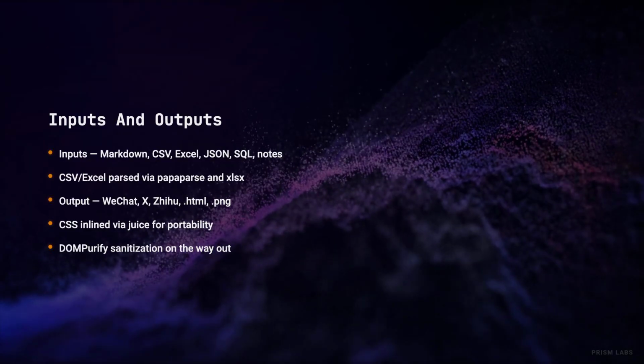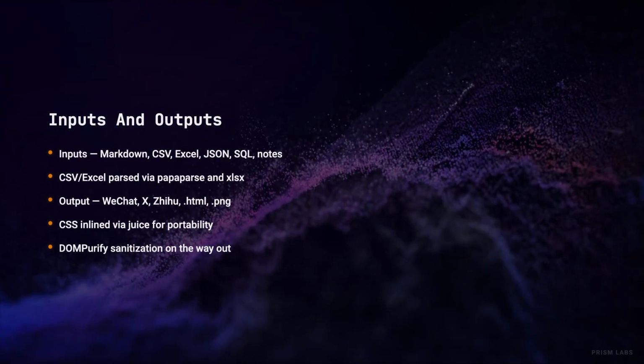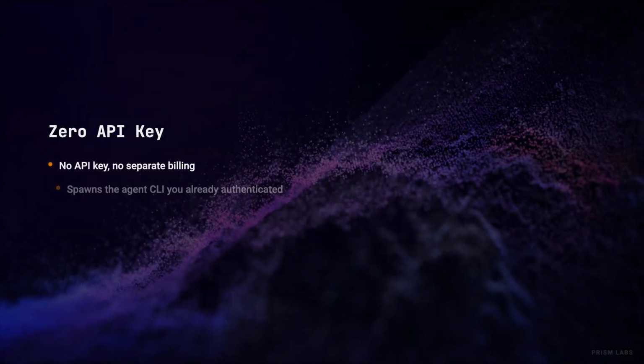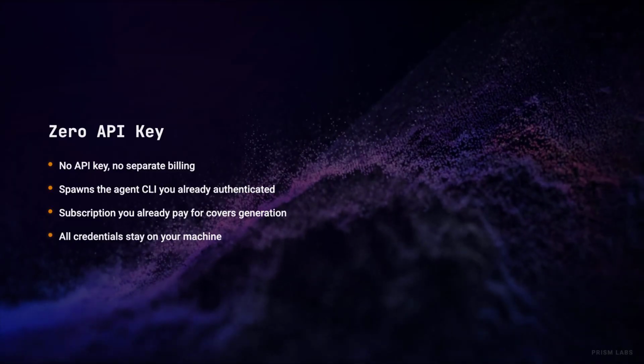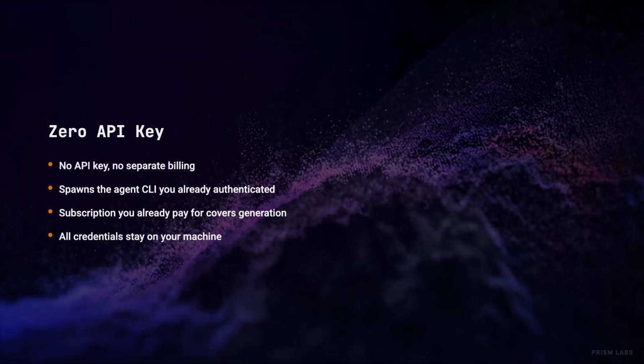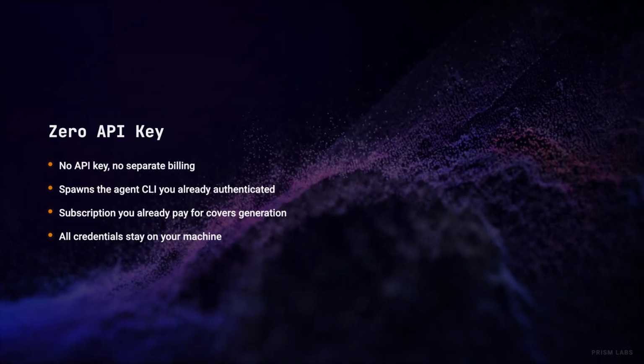The DOM sanitization step uses DOMPurify, so nothing nasty rides along into your exported file. Here's the part that actually changes the economics. HTML Anything does not ask for an API key. It does not have a settings tab for OpenAI credentials. It does not wire up to Anthropic billing. It uses the agent you already pay for.